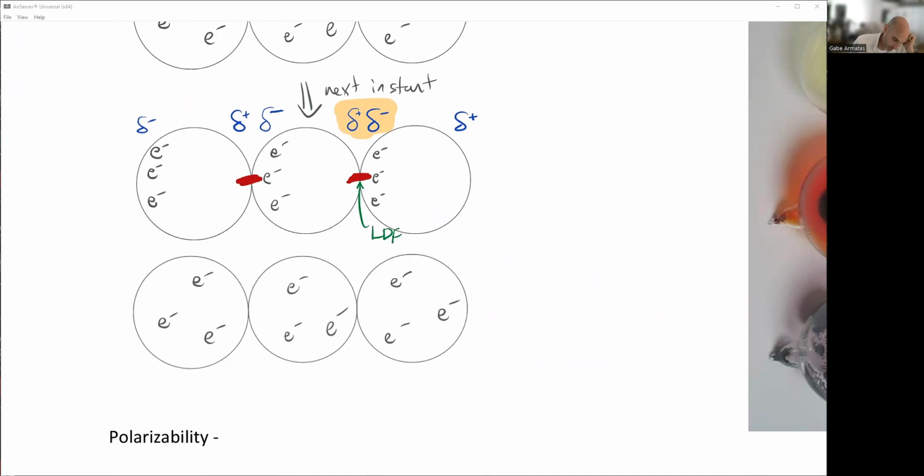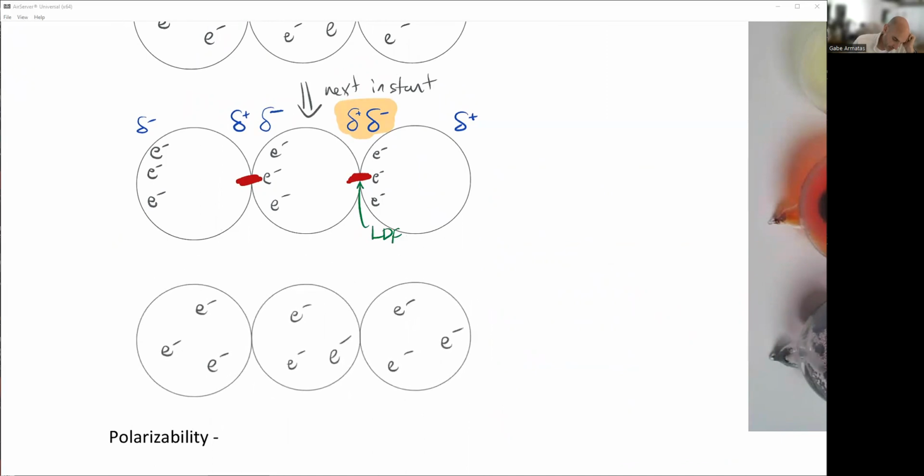Essentially, they run into a situation where, at some random instant, the electrons in the center one move one way, and they all shift in one direction.